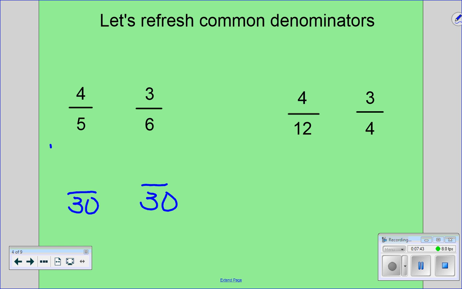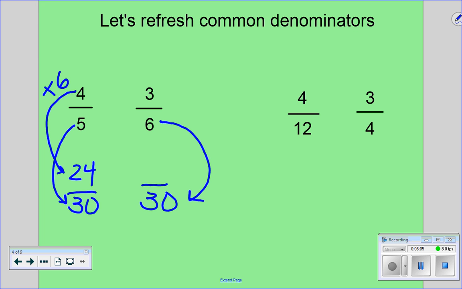And when I do that, I say to myself, what did I do to take 5 to get to 30? What did I multiply by? 6. So guess what I have to do to this? Multiply by what? Yep, what I do to the bottom, I have to do to the top. So I multiply by 6 on those. Good. Now what did I do to 6 to get to 30 this time? Multiplied by what this time? 5. So guess what I have to do to the 3? Multiply by 5, so 15.